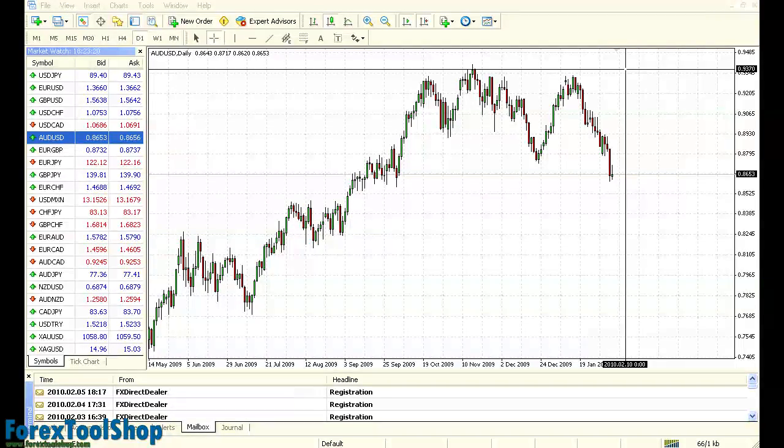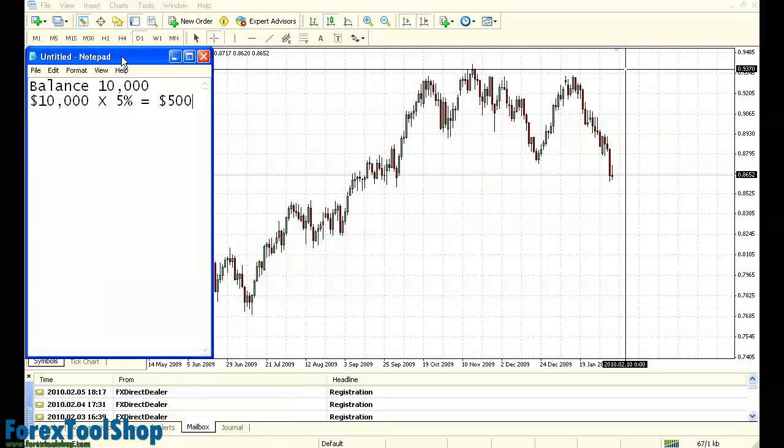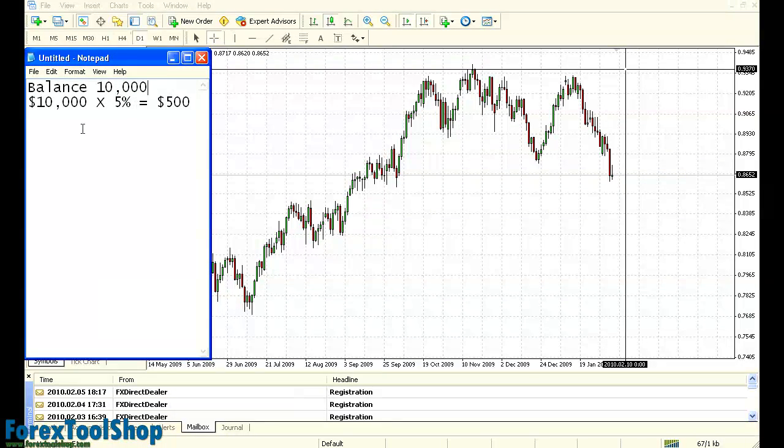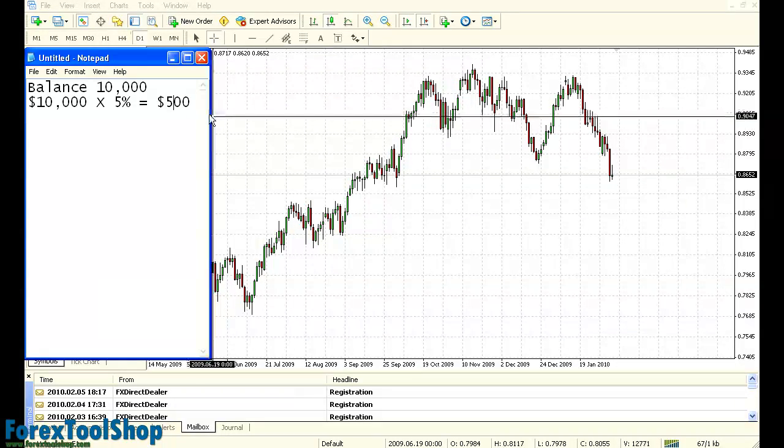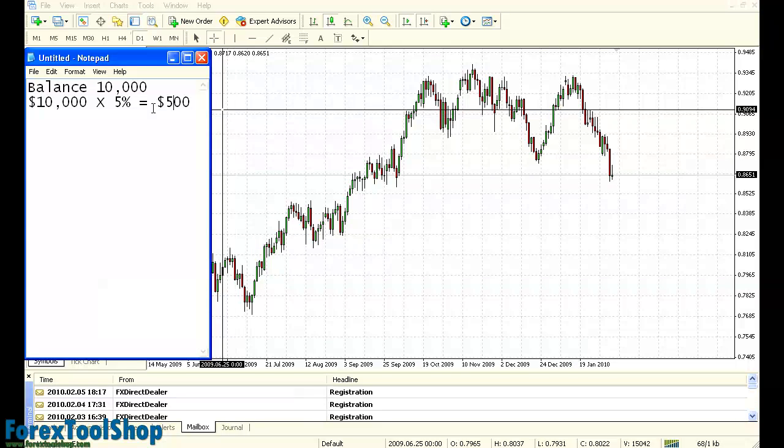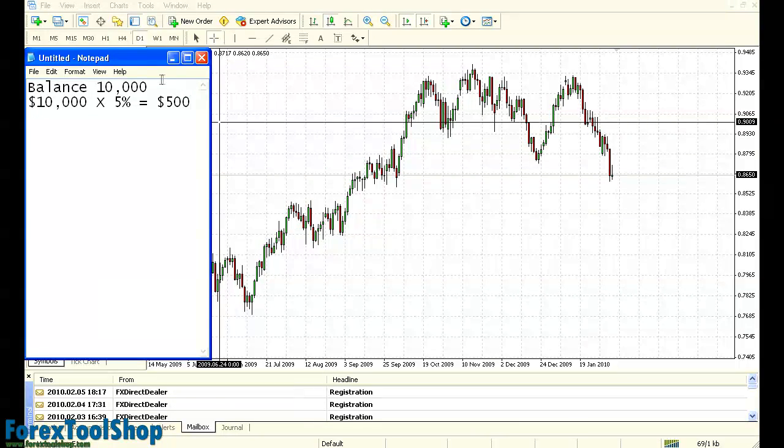So looking at this account we have on the platform here, we have a balance of $10,000. So if we're going to risk 5% of our account, that's going to be $500. If you're new to trading, you might want to skew more towards that 2% side, and you'd only risk about $200. But for this example we're going to illustrate here, we're going to risk $500 for every trade that we place.